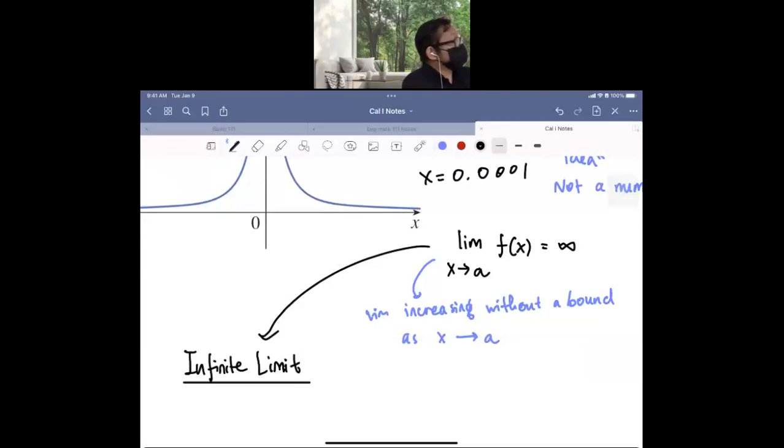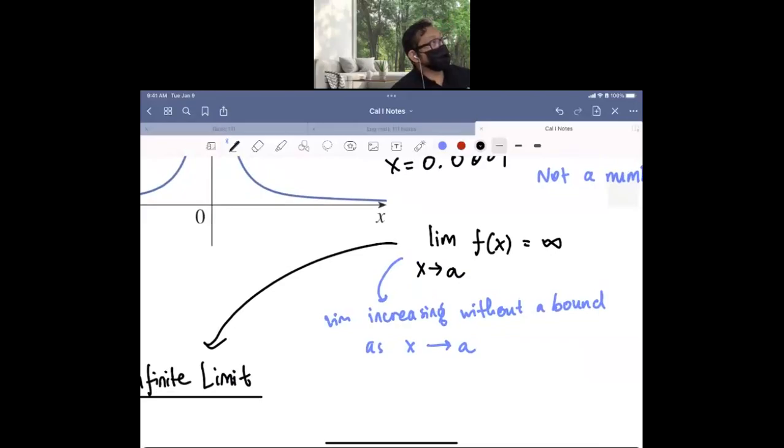So you can say the limit doesn't exist, or in this case, the infinite limit, you can write the infinite symbol. And again, it's not a number, okay? So when we write limit as x approaching a of f of x equals infinity, this is just to say that this is what we call an infinite limit. Okay?